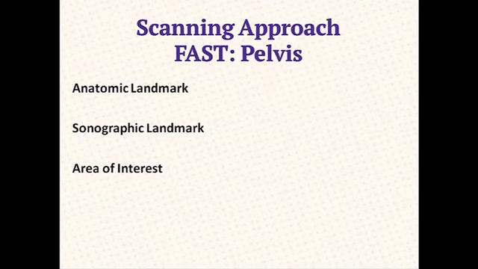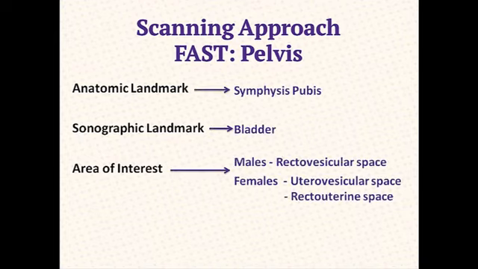For the pelvic component of the FAST exam, the anatomic landmark is the symphysis pubis. In this case, the sonographic landmark is the large anechoic bladder.